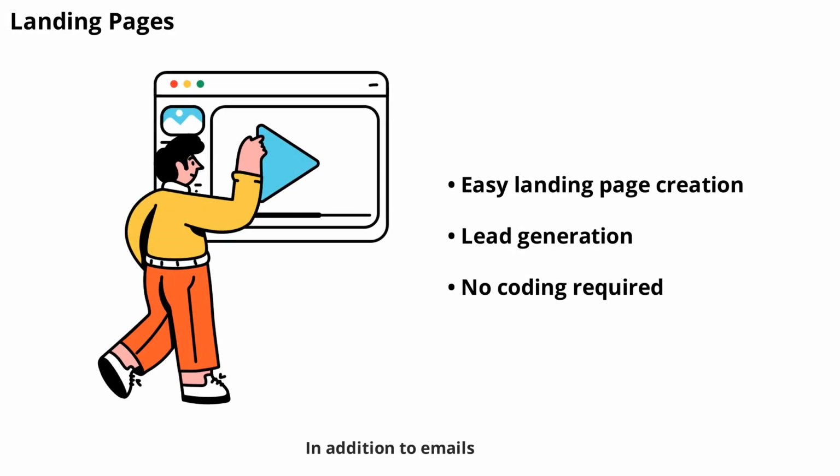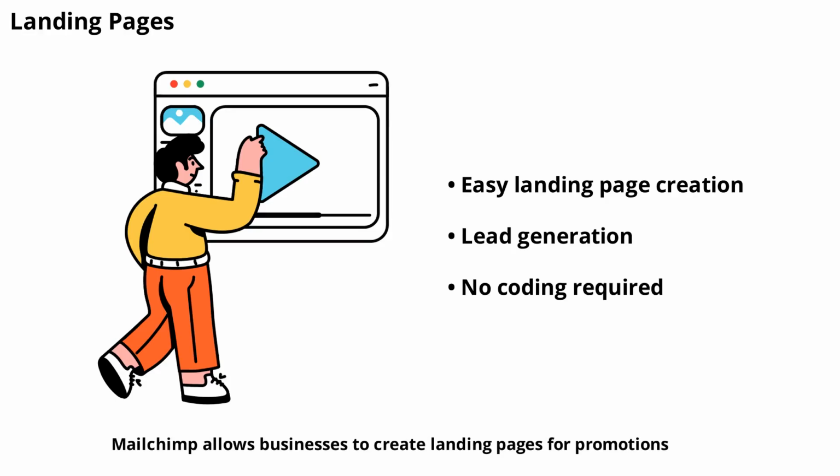In addition to emails, Mailchimp allows businesses to create landing pages for promotions, events, or lead generation. These pages are designed to capture visitor information and drive specific actions, such as signing up for a newsletter or downloading a resource. With easy-to-use templates and customization options, businesses can launch effective landing pages without needing a web developer.